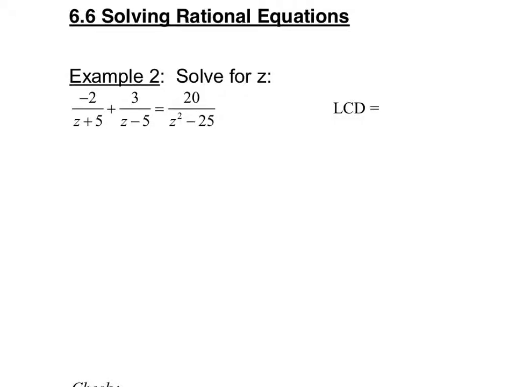Alright guys, today's goal is going to be solving rational equations. So we have to be able to factor to get common denominators, and then we can cross it off. So watch what I do here.